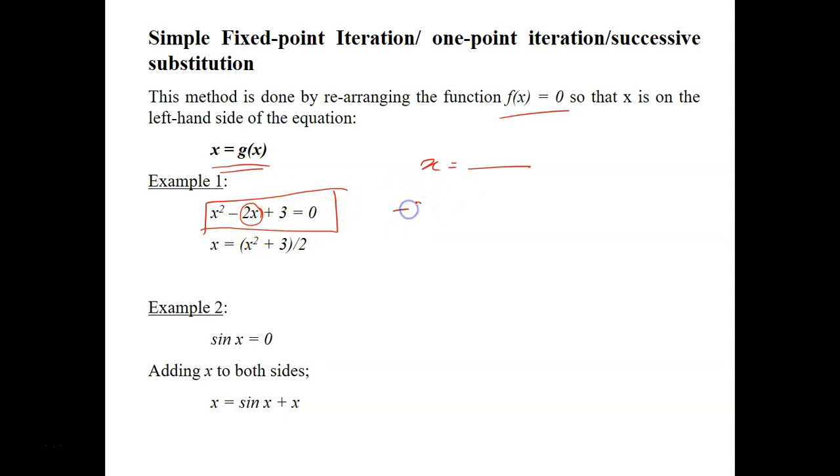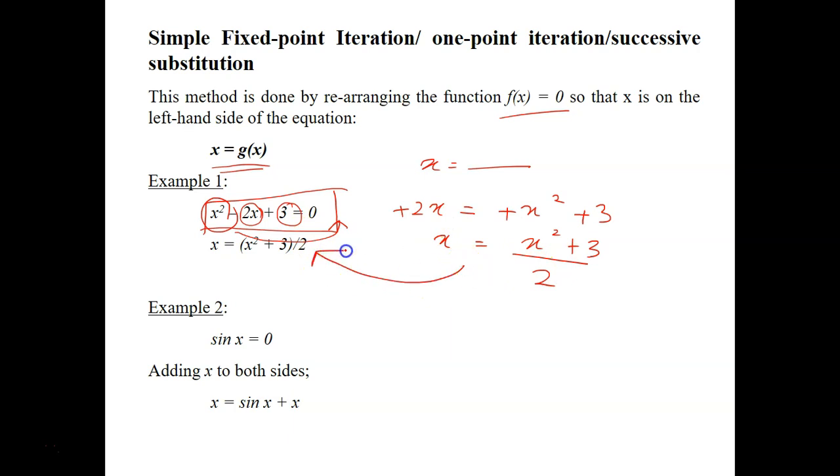What you can do is negative 2x equals negative x squared minus 3. So this and this you bring to the right-hand side, and then you can change all of it to positive. So x equals (x squared plus 3) divided by 2. You have this equation to start with in order to use simple fixed point iteration. The rule is very simple. You just need to make sure that on the left-hand side you only have a single x, not x squared, not x over 2, not 2x over 3, no. Just a single x.